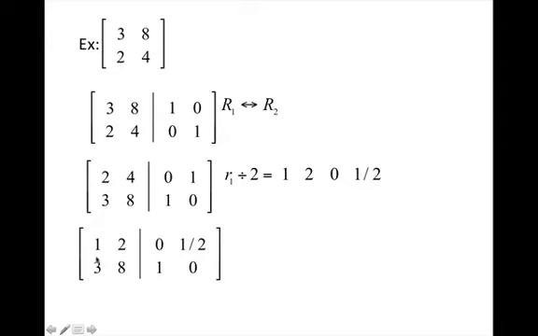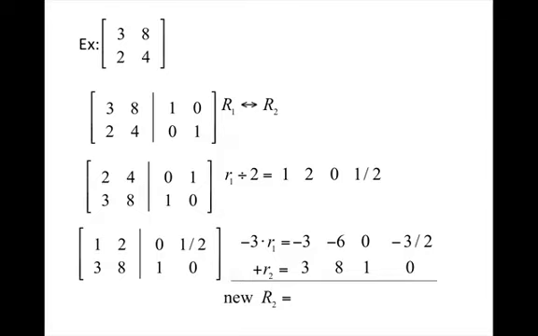Now that I have my 1 in place, I want my 3 to become a 0. So change its sign to a -3 and multiply it by row 1 because that contains the 1. Well, -3 times row 1 is -3, -6, 0, -3/2. Add this to the row you want changed, which is row 2. Row 2 is 3, 8, 1, 0. This is going to become my new row 2.